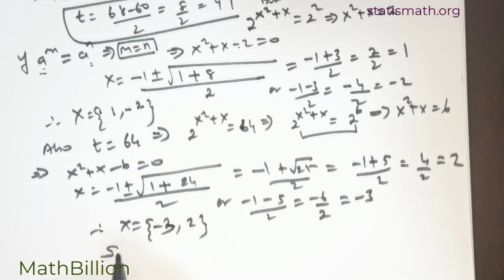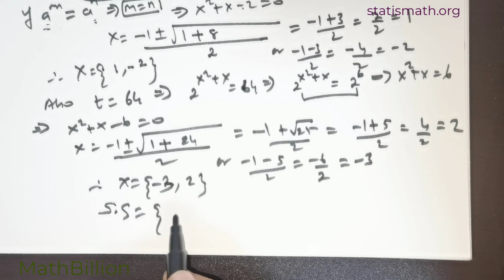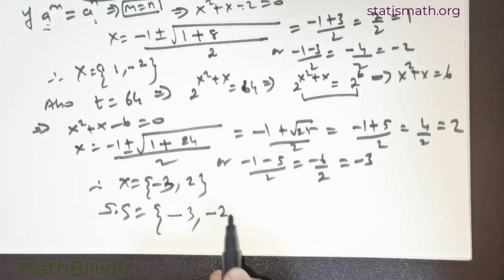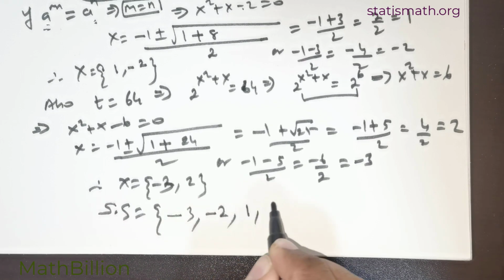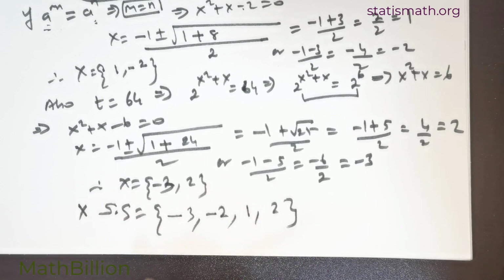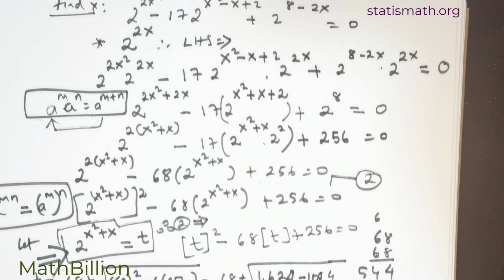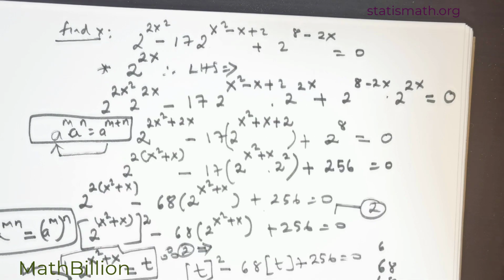So if you were to take the solution set, it is negative 3, negative 2, positive 1 and 2. So these are actually the values of x for which the system is solved. This is a lovely question and I hope you enjoyed this. Thank you.